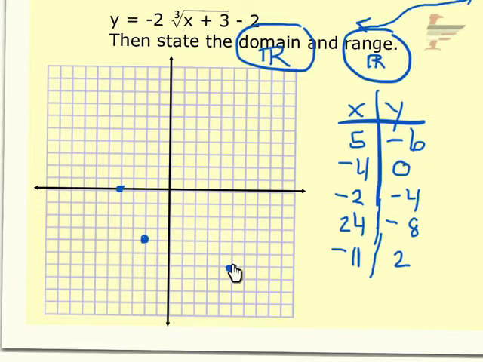So (5, -6) is there, (-4, 0), (-2, -4). Well, then I know that (24, -8), which I'm not going to fit on my graph, is way down there, and (-11, 2) is way up there. So I do see that it's doing this, and it's a negative cubic function, so this would be a positive, so that makes sense that it's doing that.